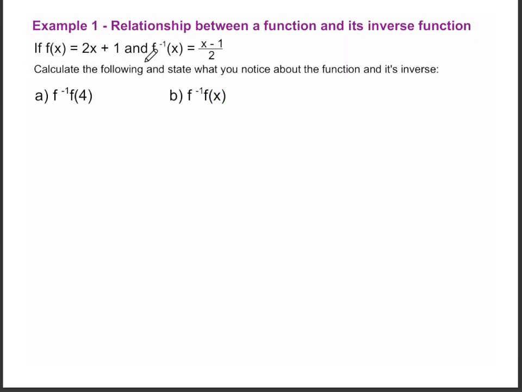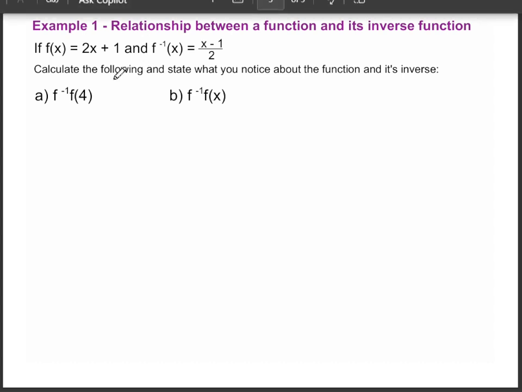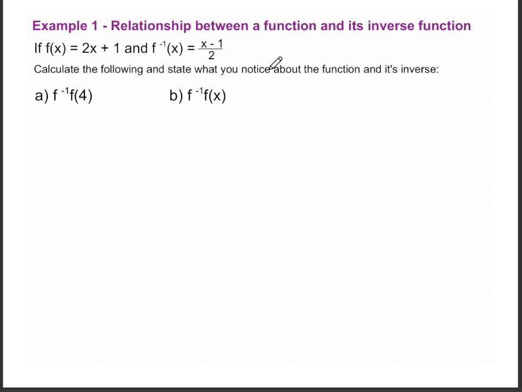These are some conditions that we did previously, where we said calculate the following and state what you notice about the function and its inverse. Now we know that if we apply the function to its inverse, we will get the input back. So here we know we're going to get 4 back. But let's look at it the long way, the way we did the composition. How do we compose f inverse of f of 4? We would put f of 4 into this. So first find f of 4, meaning we put 4 here. So 2 times 4 plus 1, we get 9.